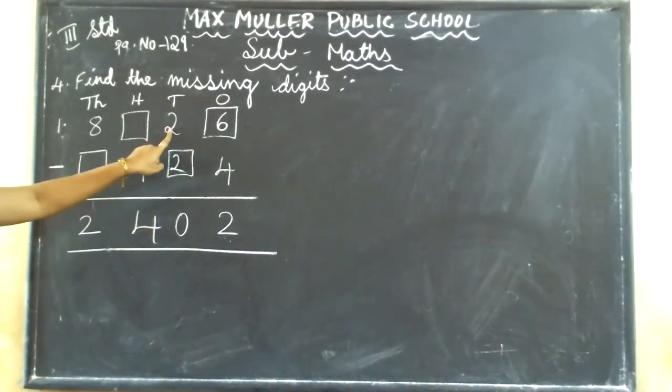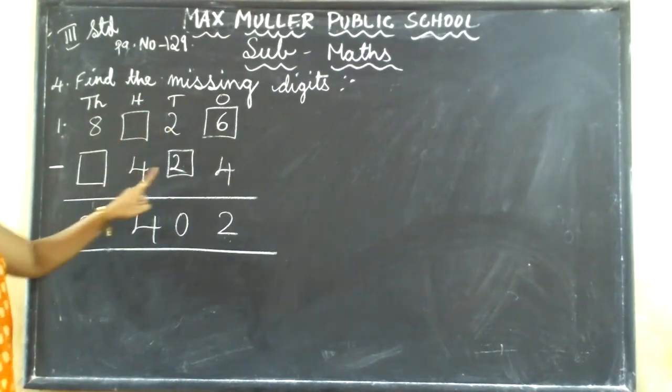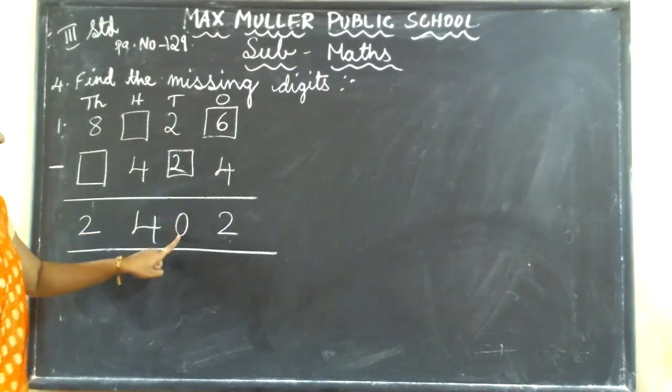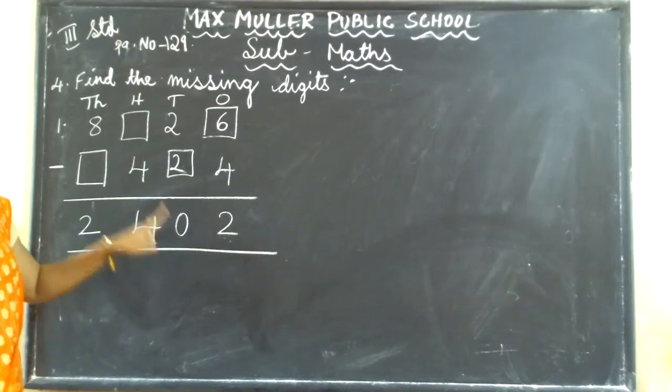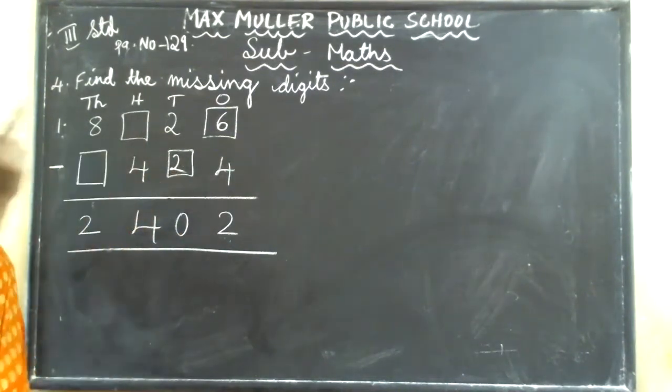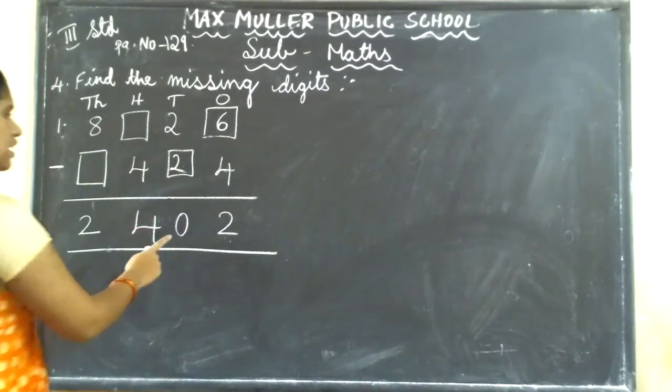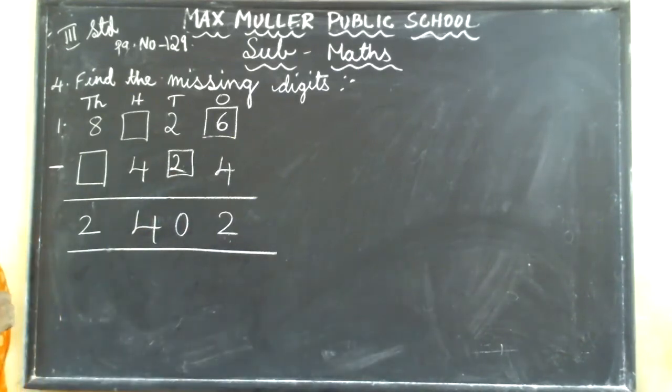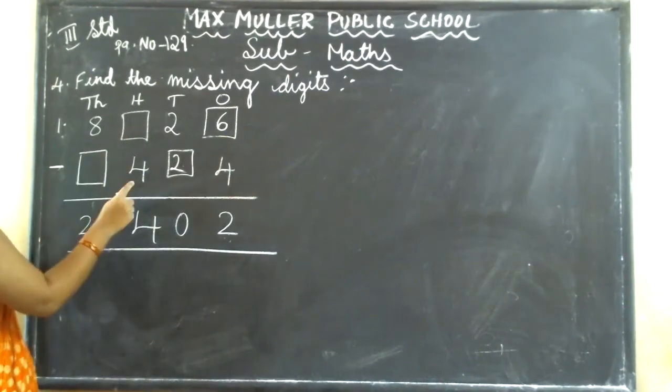See here, from 2 minus, to get 0, what are we doing? 2 minus 2. From 2, if you minus 2, you will get the answer 0. Understood all of you? Next one you see, in hundreds place, they have given dash minus 4.